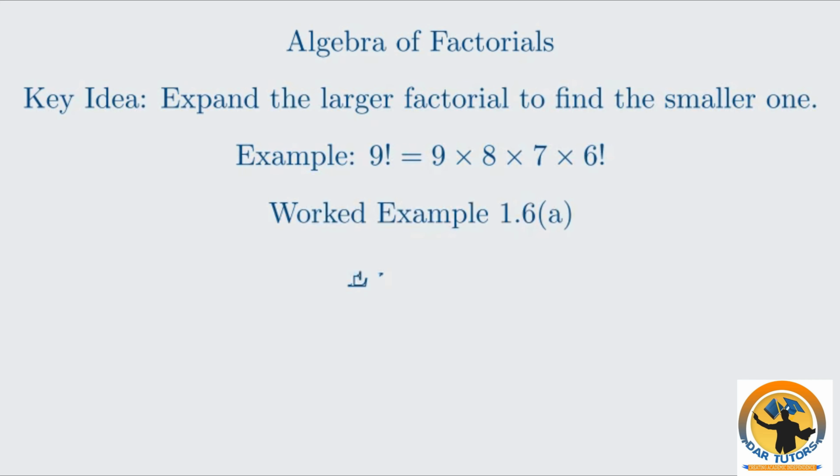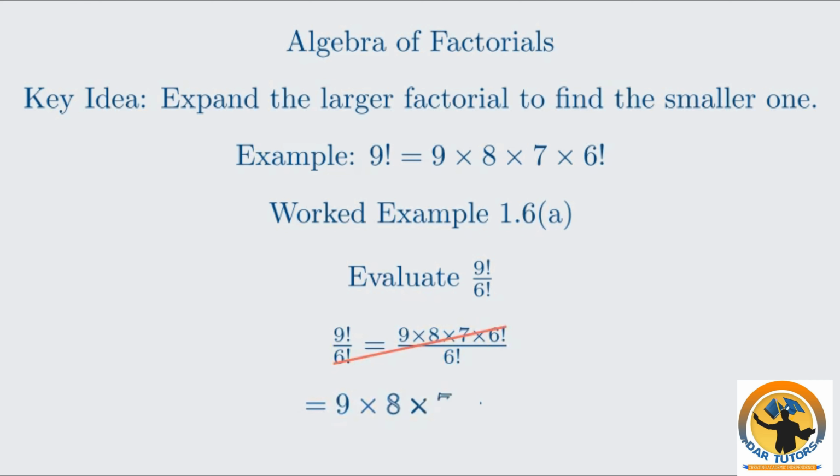Let's look at a worked example. First, evaluate 9 factorial divided by 6 factorial. We can write 9 factorial as 9 times 8 times 7 times 6 factorial. Now, we have 6 factorial in both the numerator and the denominator, so they cancel out. We are left with 9 times 8 times 7, which is 504.